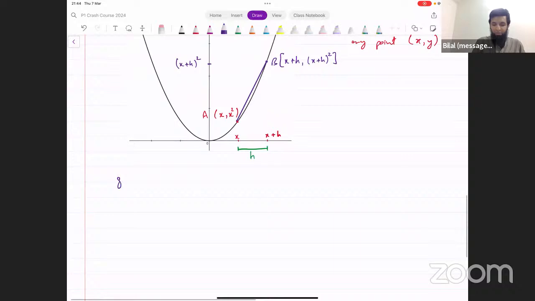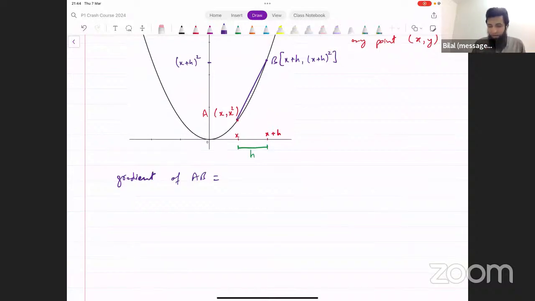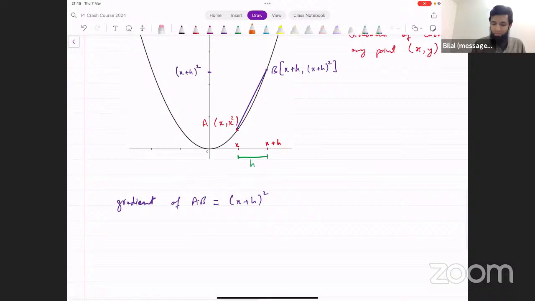How do you find the gradient of the line AB? We use the gradient formula. We say gradient of AB is going to be equal to y2 minus y1 over x2 minus x1. What's y2? y2 is x plus h whole squared. Let me write that down here. Let's say this is x2, this is y2, and let's say this is x1 and this is y1. So y2 minus y1, x plus h whole squared minus y1, which is x squared, divided by x2 minus x1, x2 is x plus h, minus x1, which is x.